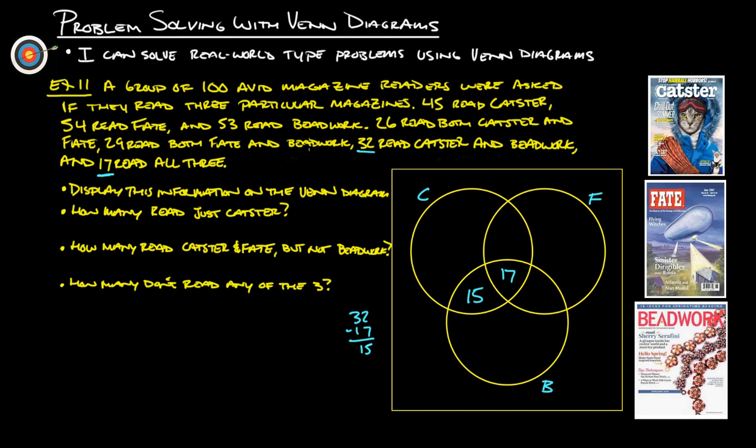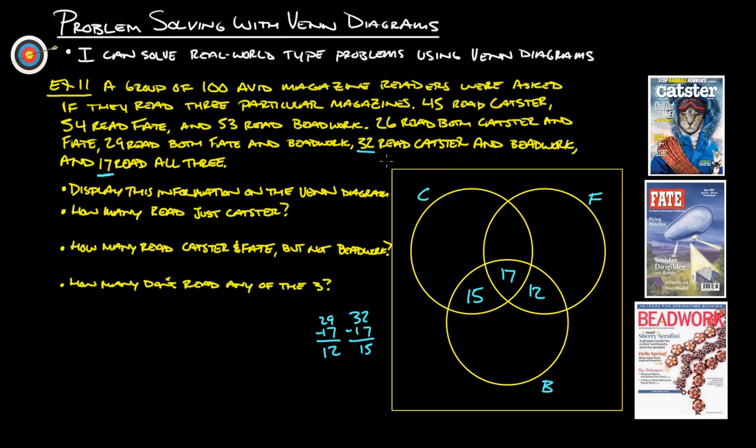All right. 29 read both Fate and Beadwork. So Fate and Beadwork, there's 29 between these 2 spots here. So we take 29 minus 17. That's going to give us 12. So there's 12 that read just Fate and Beadwork. And there's 15 that read just Catster and Beadwork.